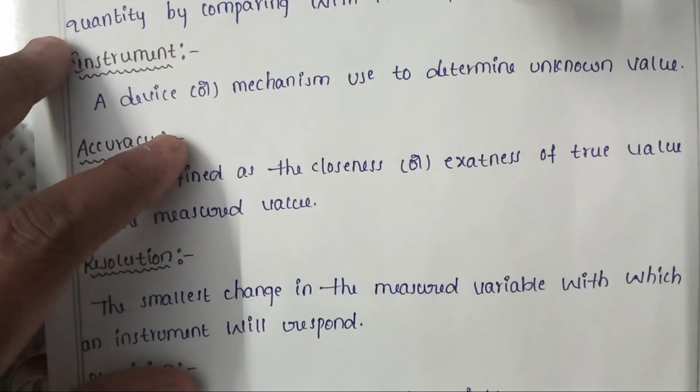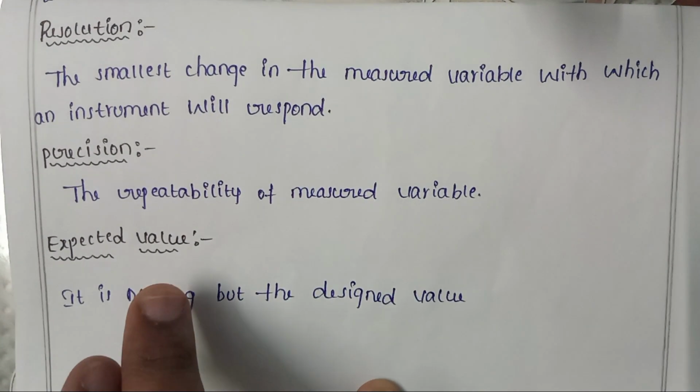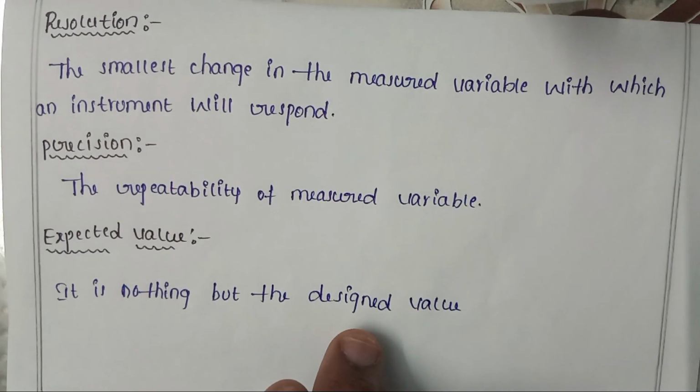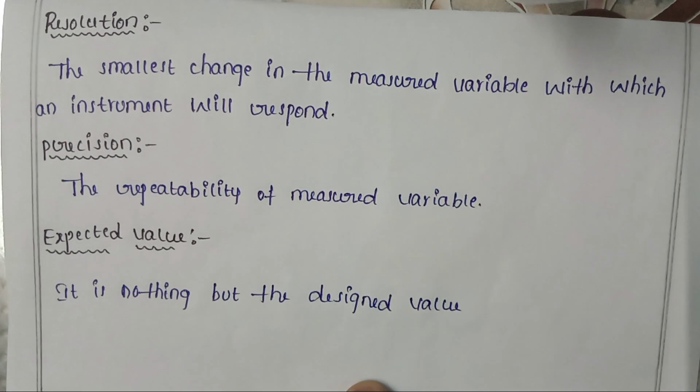Next definition is expected value. Expected value is nothing but the designed value. Whatever value is designed, that is called the expected value.